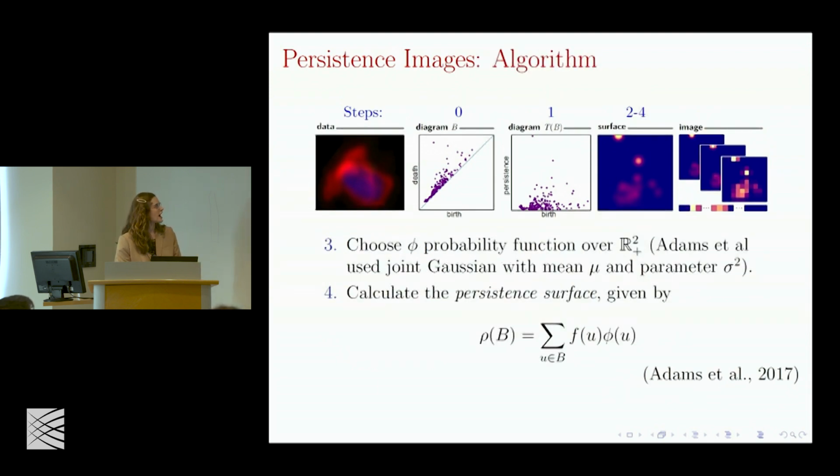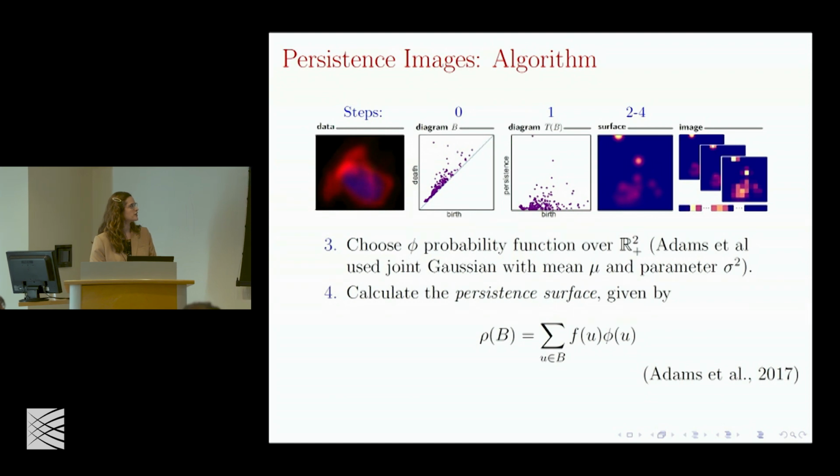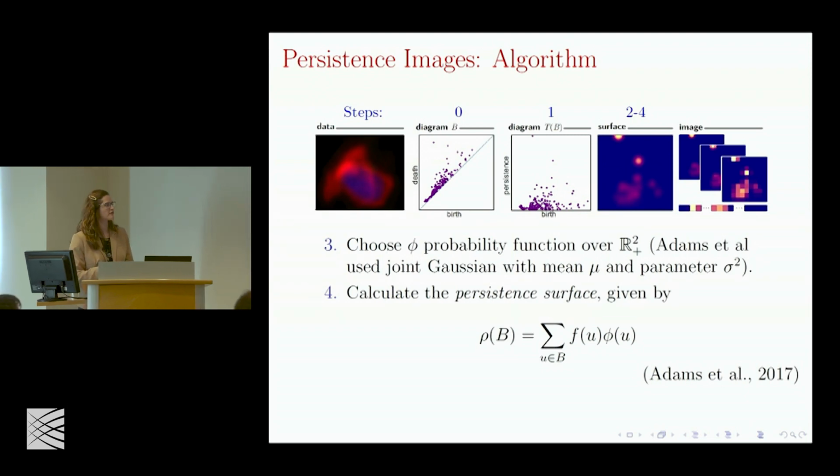The next step is to actually choose a probability function over R2. Most people use a joint Gaussian with different parameter values of sigma squared. It's been found that the sigma squared choice doesn't usually make a difference, but it's good to check at multiple values. And then the mean is usually a sum over every single point in the diagram. So it's almost a mixed Gaussian type thing. And then use both those to calculate your persistence surface.